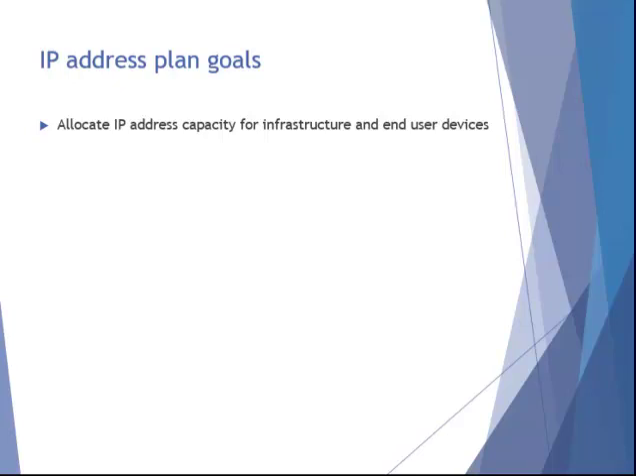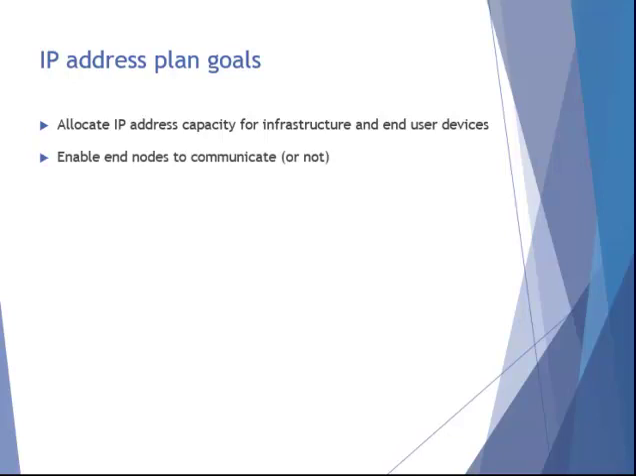The goal of an IP address plan, first and foremost, is to allocate IP addresses to those who need IP addresses to access your network. So basically allocating IP address capacity for infrastructure, routers, switches, etc., and end user devices, those end users, associates, partners, subscribers to whom you want to grant access to your IP network.